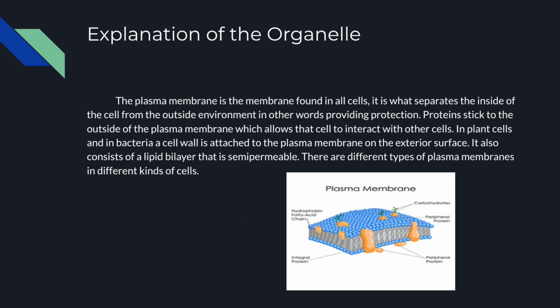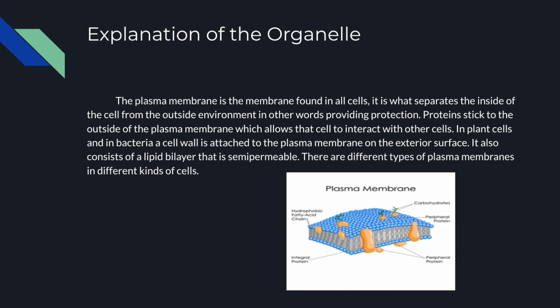Explanation of the organelle. The plasma membrane is the membrane found in all cells. It is what separates the inside of the cell from the outside environment, in other words, providing protection. Proteins stick to the outside of the plasma membrane, which allows the cell to interact with other cells. In plant cells and in bacteria, a cell wall is attached to the plasma membrane on the exterior surface. It also consists of a lipid bilayer that is semi-permeable.